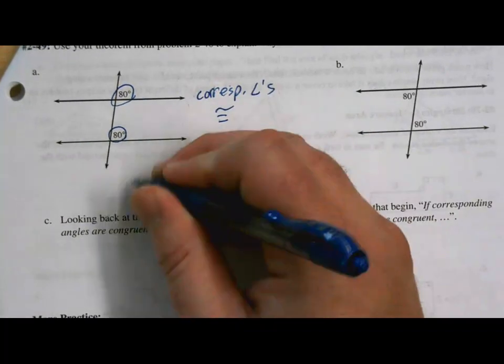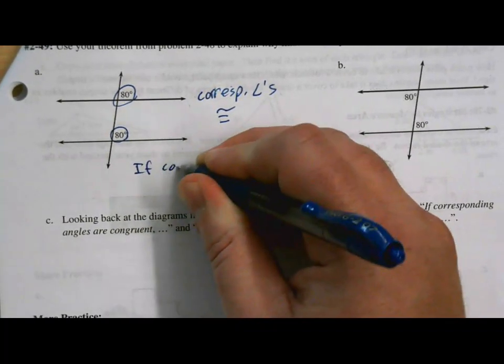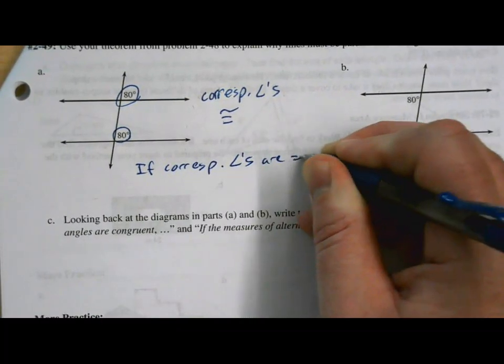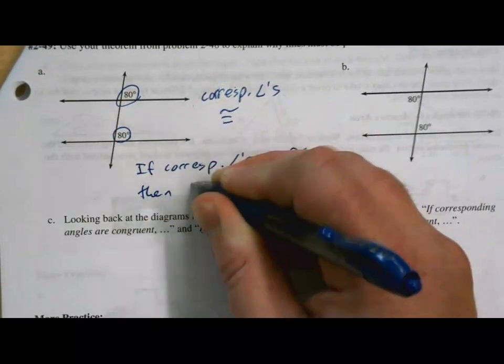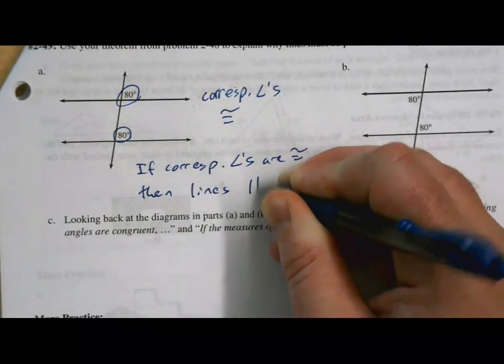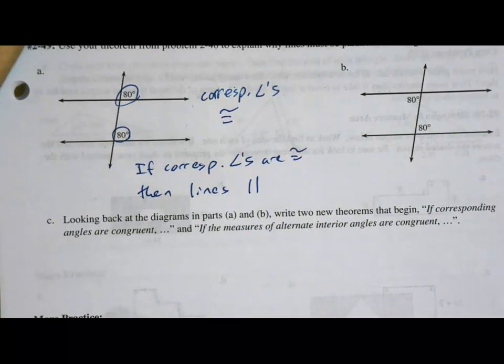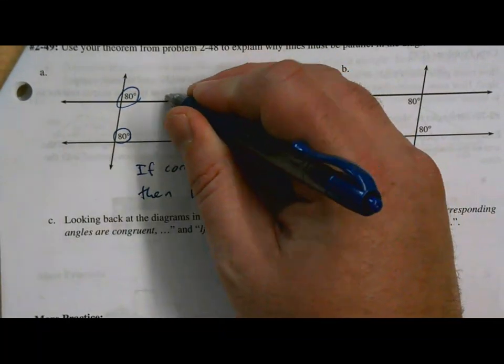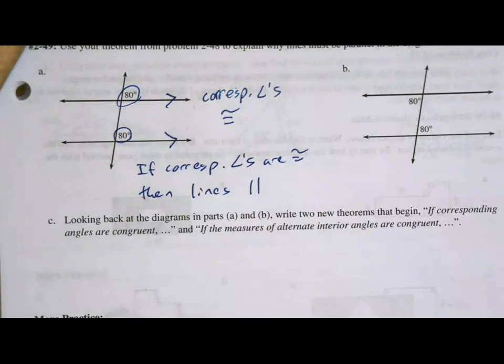Perfect. Let's write that down. If corresponding angles are congruent, then lines are parallel. So I see two corresponding angles. I notice that they have the same measure, which makes them congruent. I can then come to the conclusion that those lines have to be parallel.